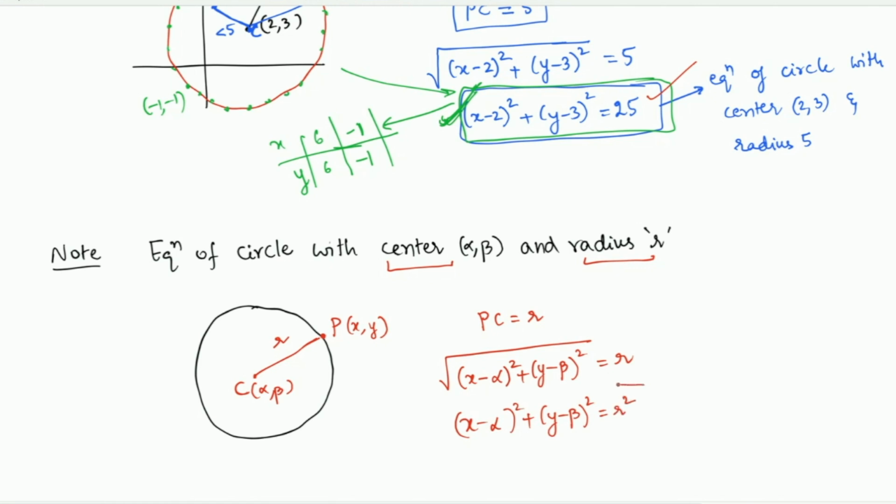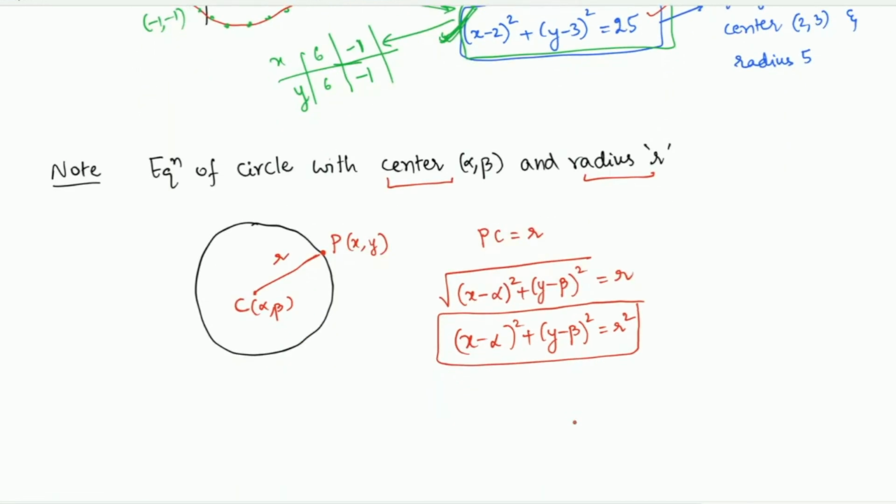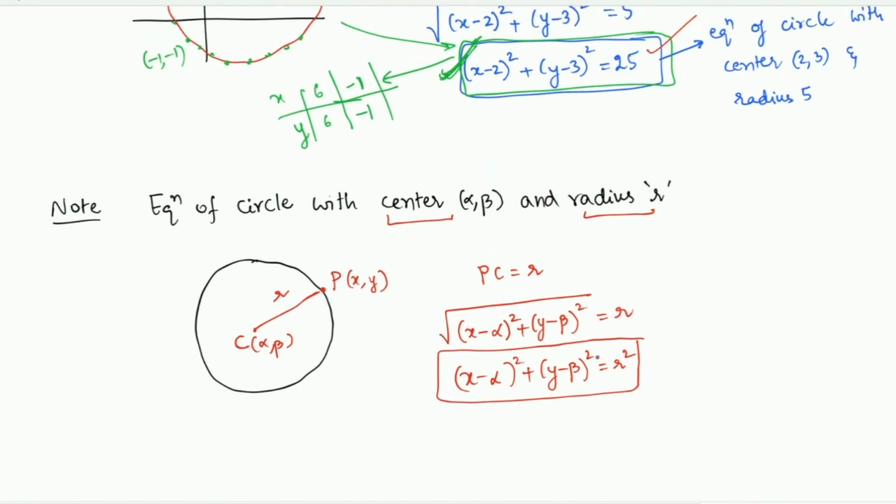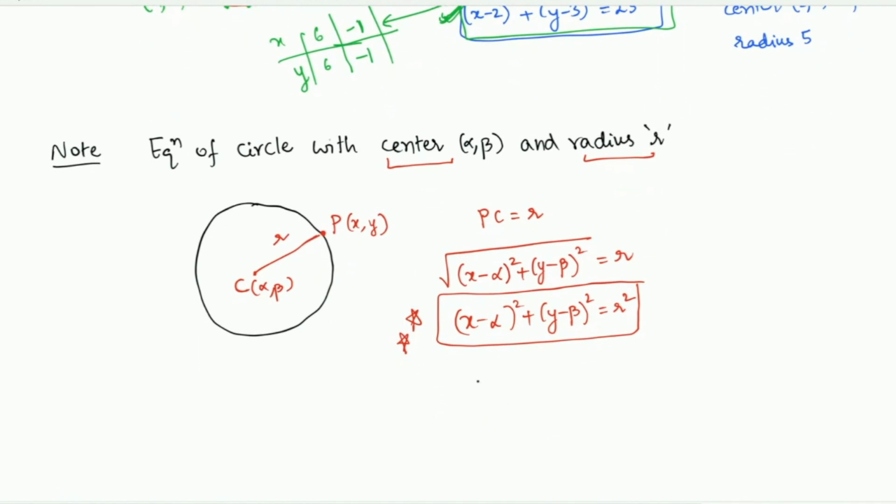Okay, so this is the equation of a circle with center at (alpha, beta) and radius r. If you want, we can memorize this. How to memorize this? (x minus alpha) whole square, where alpha is the x coordinate of the center, plus (y minus beta) whole square, where beta is the y coordinate of the center, is equal to radius square.